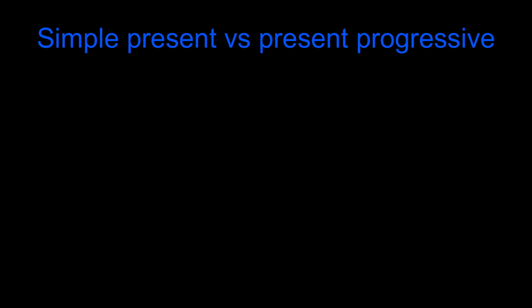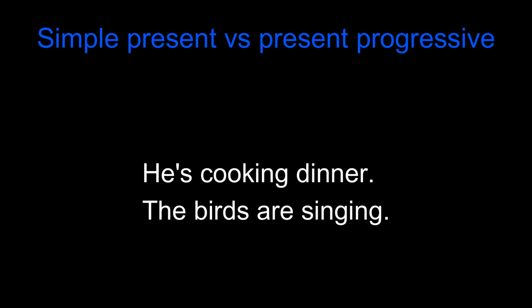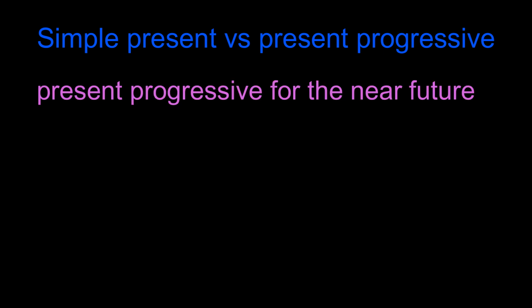Simple present versus present progressive. While the simple present is used for general facts or routines, the present progressive tense is used to talk about actions happening right now. For example, He's cooking dinner. Current action. The birds are singing. Current action.